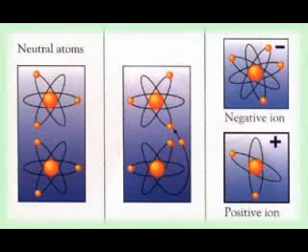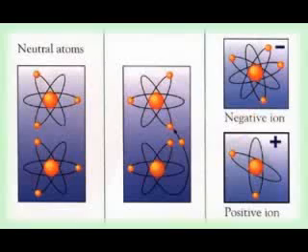An atom with too many or too few electrons is called an ion. When an electron is removed from an atom so that it now has more protons than electrons, it is called a positive ion. When an electron is added to an atom so that it now has more electrons than protons, it is called a negative ion.